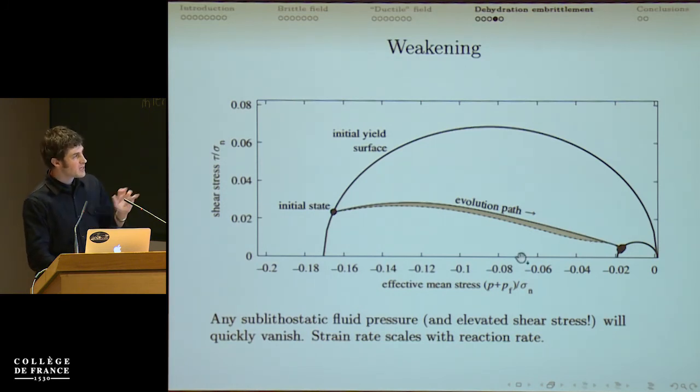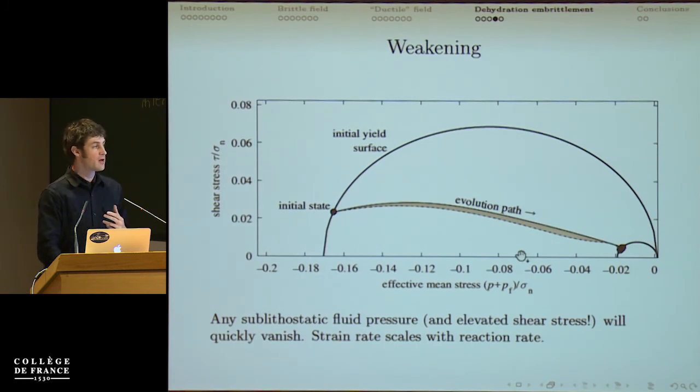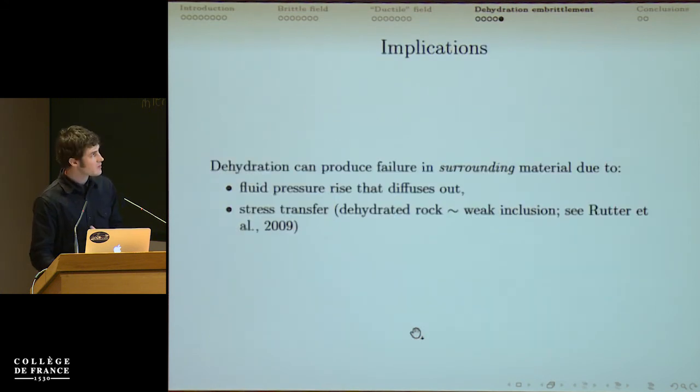Which means that any sublithostatic fluid pressure and elevated shear stress will quickly vanish as soon as the reaction starts, because we have an instability. And instability is exponential in rates, and the strain rate scales with the reaction rate. So it implies that dehydration can produce failure in the material, due to compaction. Essentially, even though thermodynamically the volume change is negative, we can generate the pore pressure anyway because of the compaction, and it can be fast enough to make an instability.